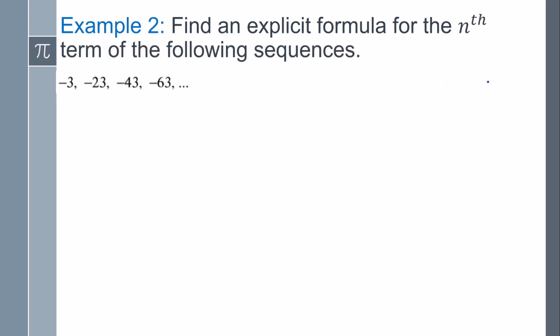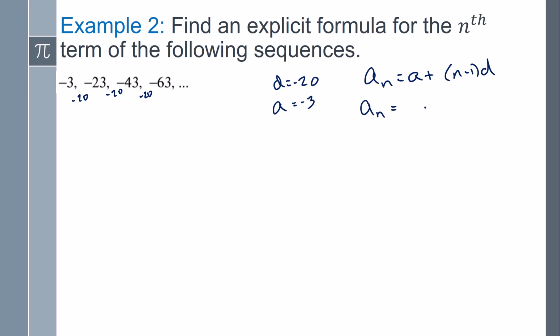Next one. It looks like I'm adding 20 every single time, so that's my common difference. My first term is negative 3. My formula: a sub n equals negative 3 plus (n minus 1) times 20. And that's my answer.